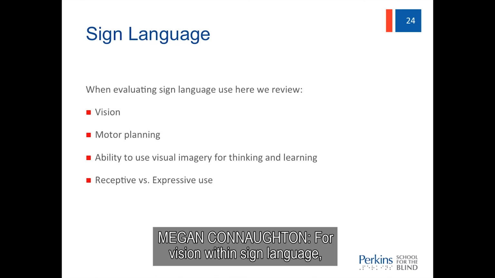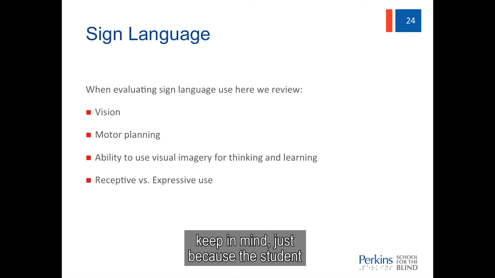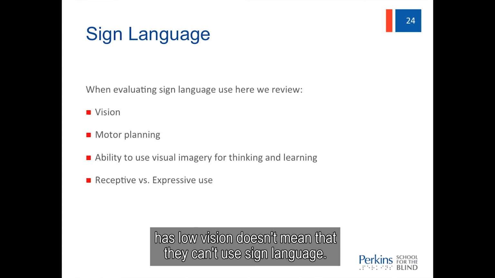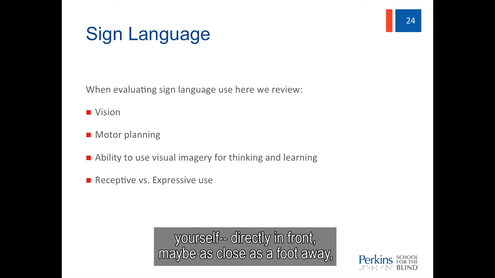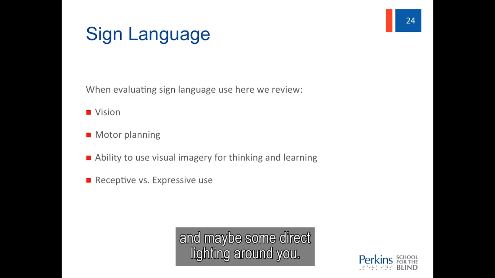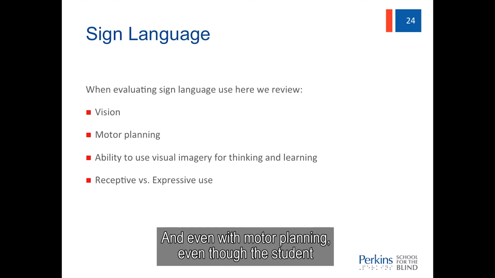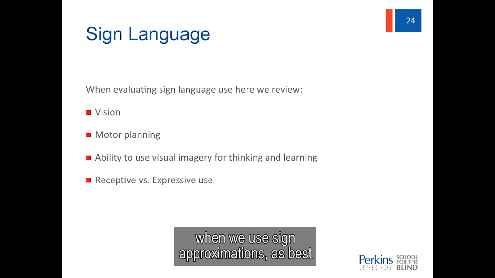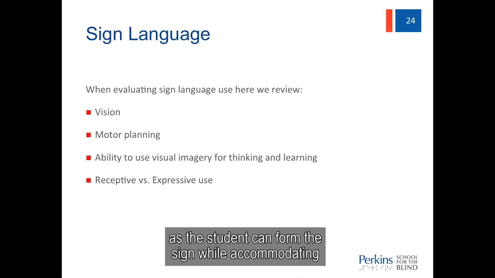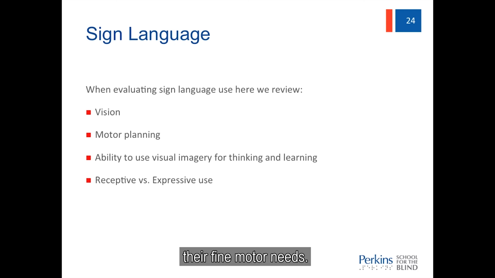For vision within sign language, keep in mind, just because a student has low vision doesn't mean that they can't use sign language. You just might have to be more mindful of how you position yourself. Directly in front, maybe as close as a foot away, and maybe some direct lighting around you. And even with motor planning, even though the student might not be able to fully form the sign, that's when we use sign approximations. As best as the student can form the sign while accommodating their fine motor needs.